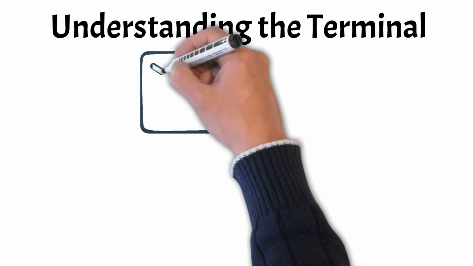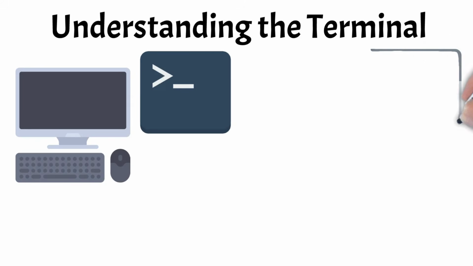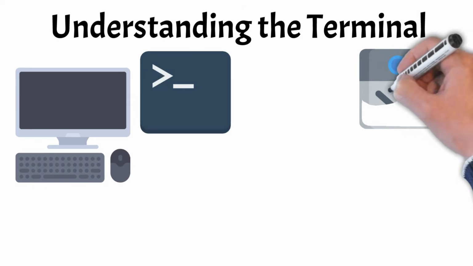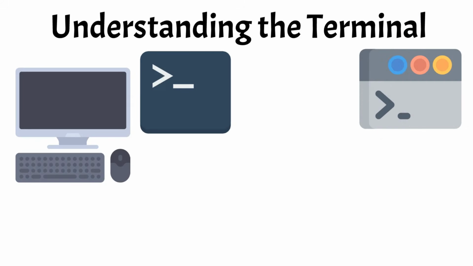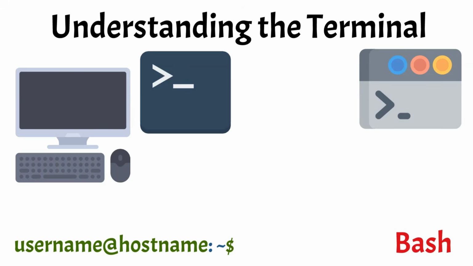The terminal, also called the command line, is a text-based interface that lets you interact with your system by typing commands instead of clicking around. It runs a shell, which is a program that interprets your commands. The most common one is called bash, and that's what most Linux systems use by default. When you open the terminal, you'll see something like this.